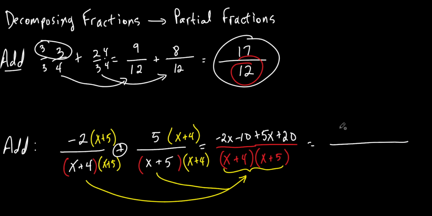Our denominator, we're just going to, do they keep it like that? They actually do multiply it through. All right, so if I multiply that through, what would I get? X squared plus 5x plus 4x, which is plus 9x plus what? 20. Now let's add some like terms here. Do the x's first. Negative 2x plus 5x is 3x. And then negative 10 plus 20 is plus 10. And that's the answer to that addition problem.